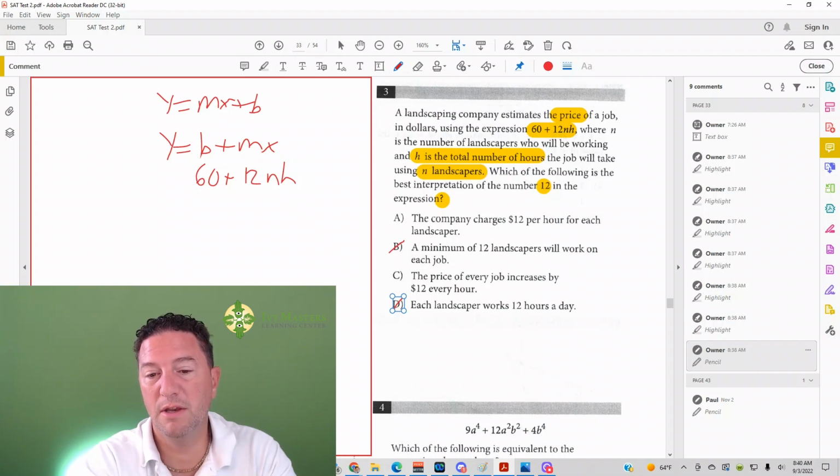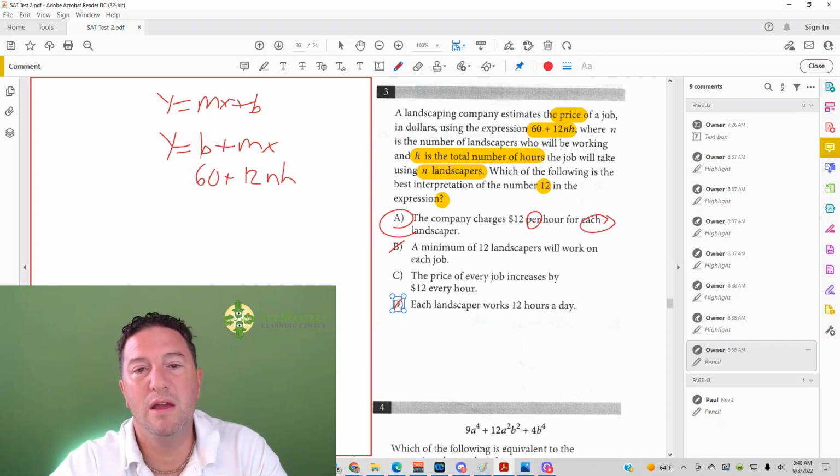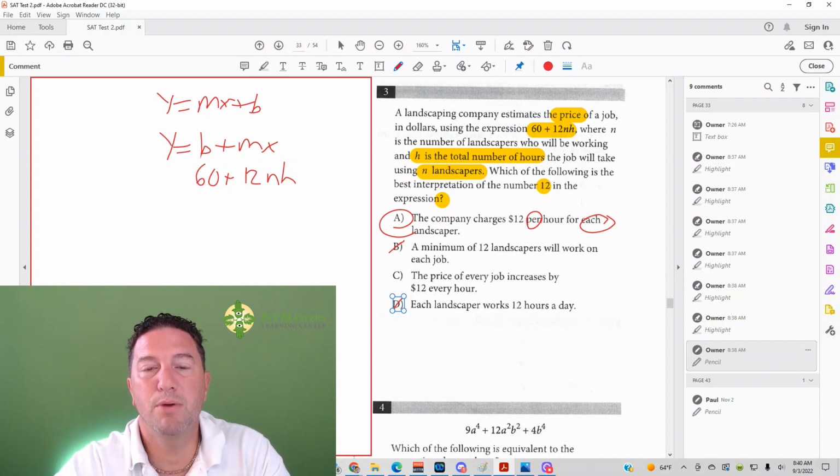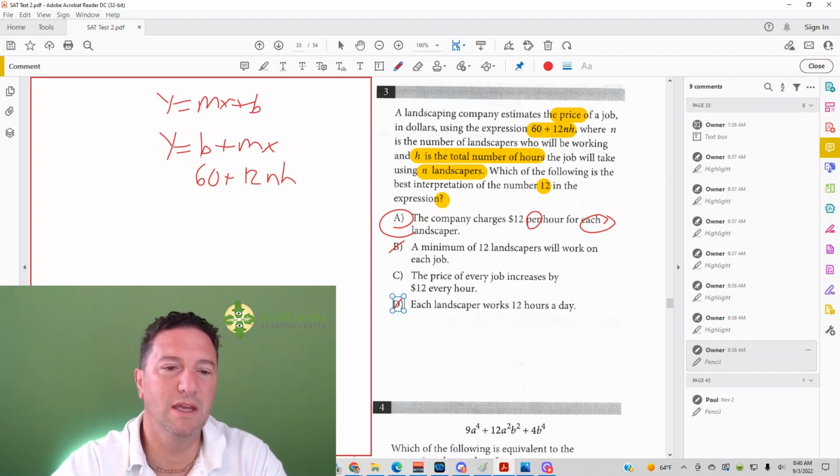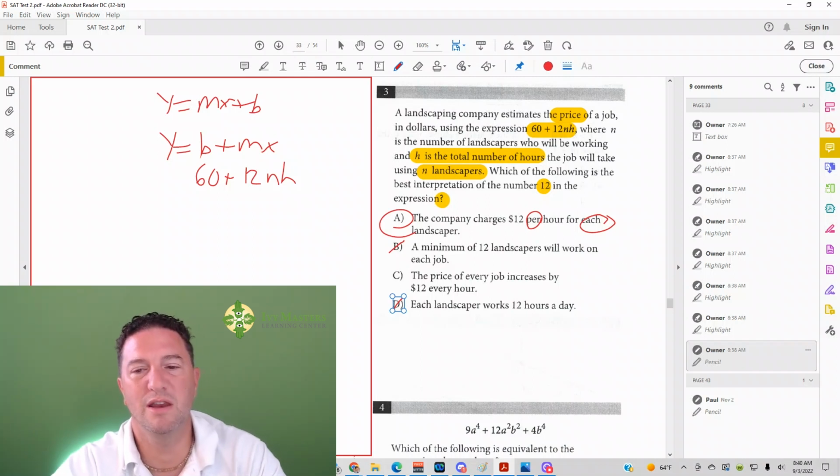Answer choice A, the company charges $12 per hour for each landscaper. That's, by the way, an indication of slope. Whenever you see per or each or every or anything that would be the equivalent of those things, we know that we're talking about slope. If you see initial or start or begin or some equivalent of that, you know you're talking about y-intercept. So that's the way you could just kind of know it.